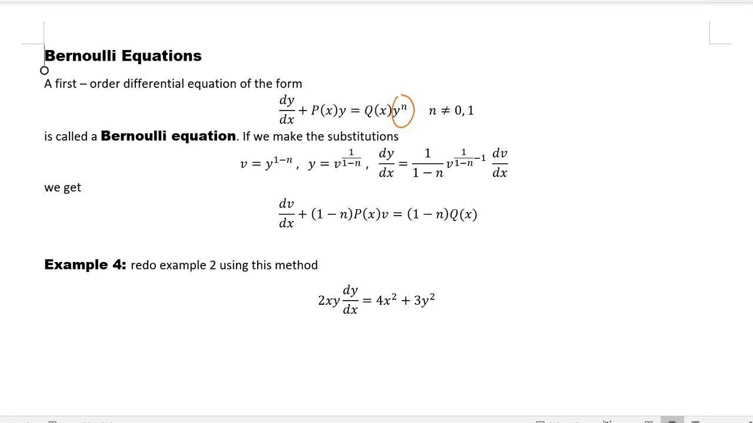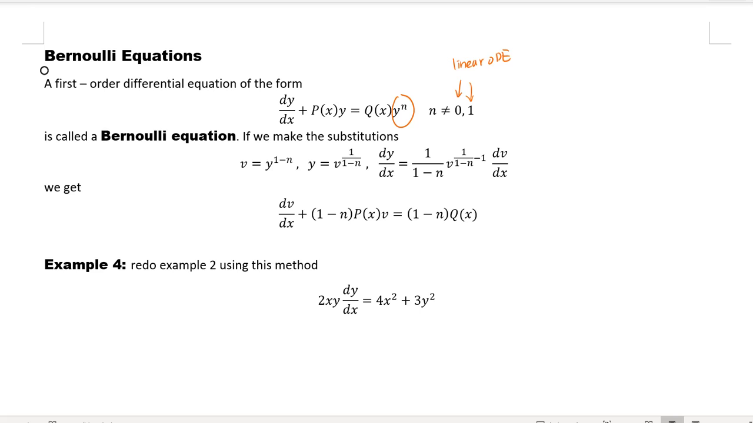If n is 0, we just get the linear ODE. If n is 1, then we have the y, and we just move it to the left-hand side and combine with the p of x. We also get a linear ODE. Then for linear ODE, we can just use the integrating factor method. Okay, so that's why if we have y to the n on the right-hand side, we say this is a Bernoulli equation. And this is the substitution we're going to make.